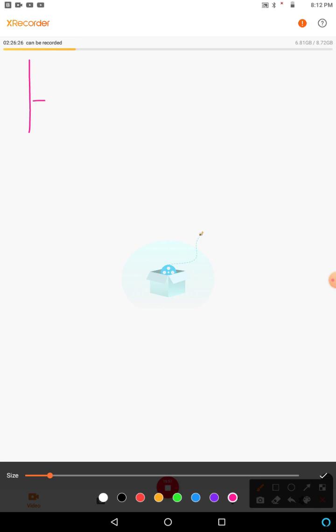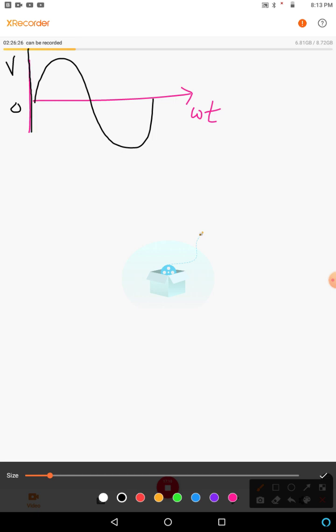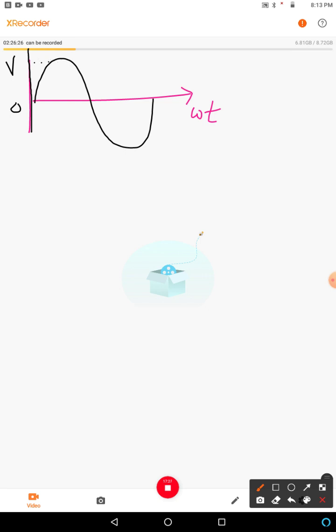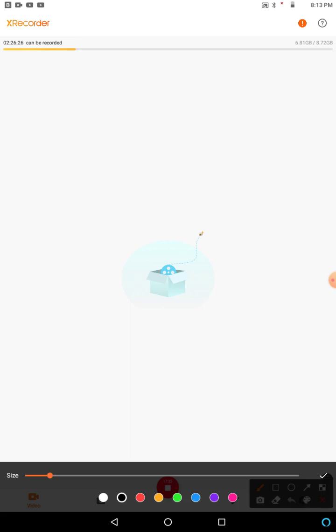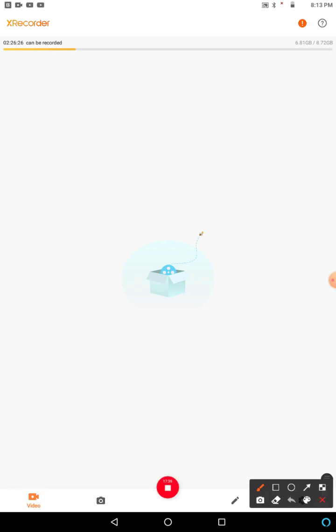I'm going to represent the voltage first. This is omega t along the x axis. This is the voltage, and I'll take the black color. This is how the voltage varies. This is 0, and the peak value is called V maximum. So I will write it in the middle. We should know this graphical representation.